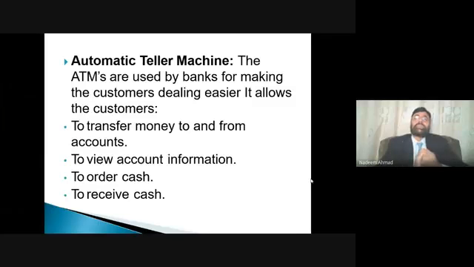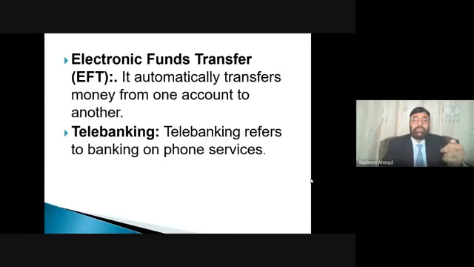The automatic teller machine, which is well known as an ATM. ATMs are used by banks for making customer dealings easier. It allows customers to transfer money to and from accounts, view account information, order cash, and receive cash. These are the things which an ATM can provide you.